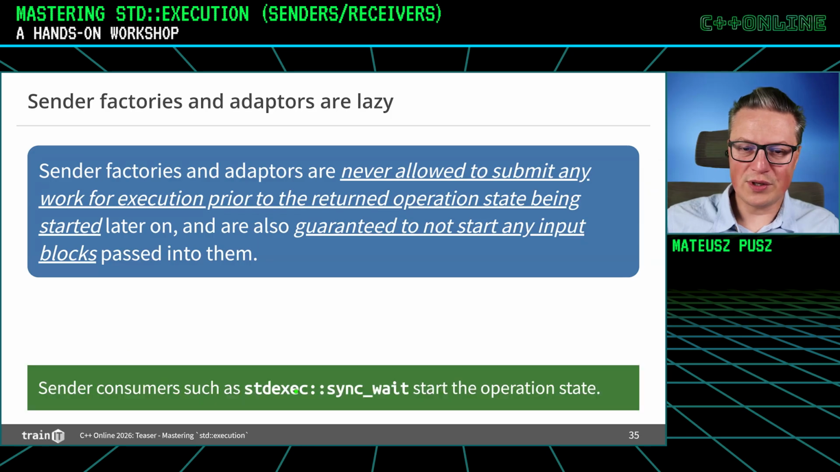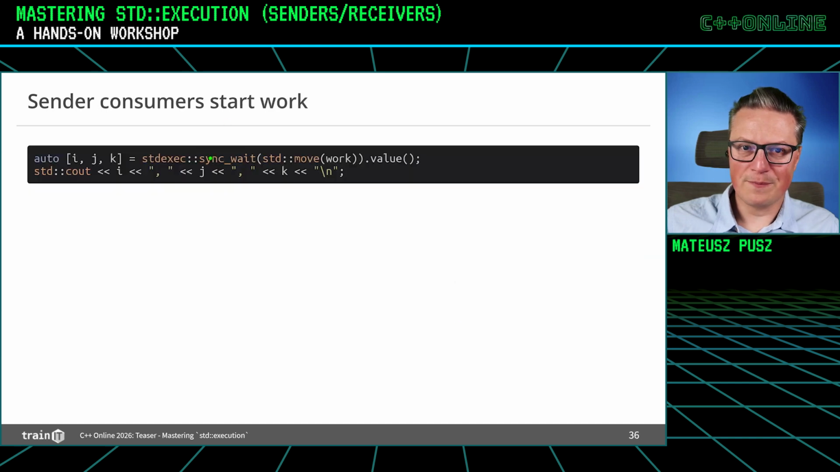Sender consumers such as std::exec::sync_wait start the operation state. So sender consumer, right? It takes some work and it will synchronously wait for the result. Because at some point you need to get a result from the asynchronous calculation. So at some point you need to block to actually wait for the asynchronous operation to finish. And this is what it is doing. It just blocks your current thread and you're waiting for data.